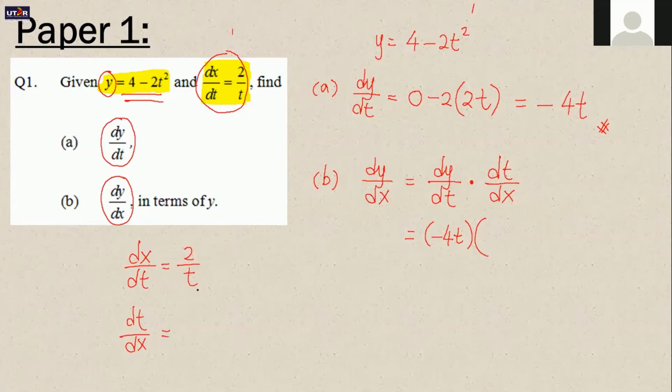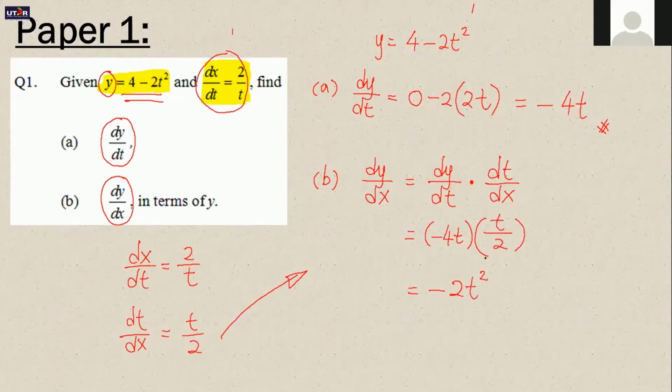It's like turning it upside down, right? So that's why dt over dx is t over 2. Okay? So substitute this inside here. So we have t over 2. Simplify it. Be careful with the negative sign. The 2 and the 4 we cancel. We get negative 2t squared.